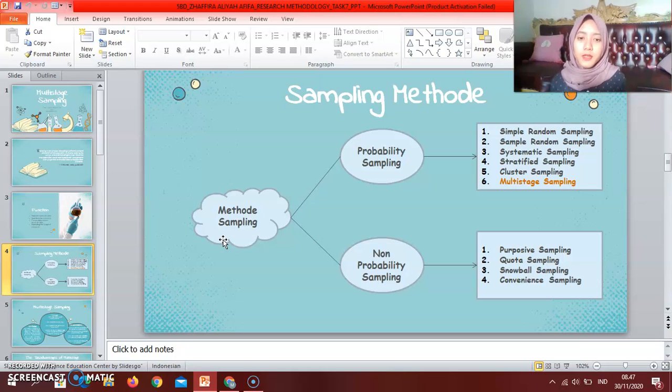Meanwhile, in non-probability sampling, there are also several types. First is purposive sampling. Second is quota sampling. Third is novel sampling. And fourth is convenience sampling. So, in my presentation, I would like to explain more about multistage sampling.